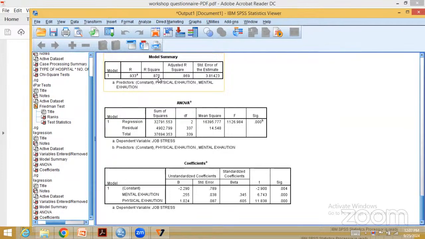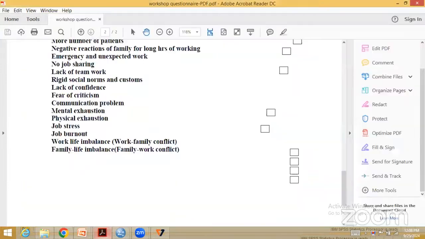If there is a presence of multicollinearity in your analysis, definitely it will improve the R square and also decrease the value of the beta coefficient. So multicollinearity is a serious issue when you deal with time series analysis. Then come to another statistical method. This is the last one.